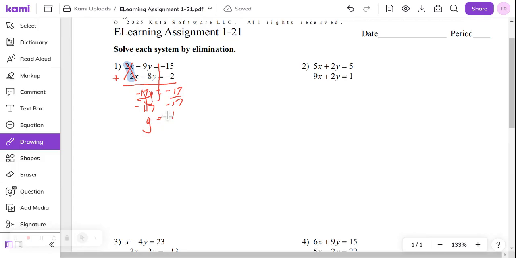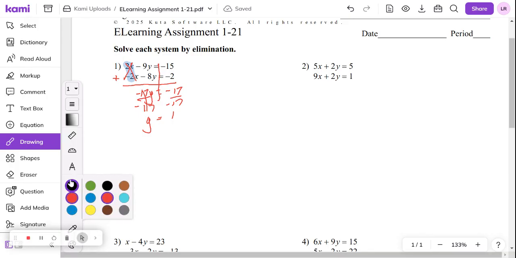So I know my answer for y. Remember then, you choose the equation that you want to work with.